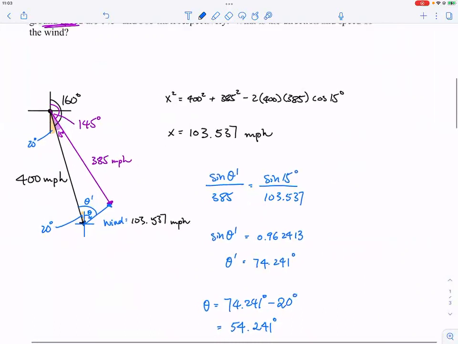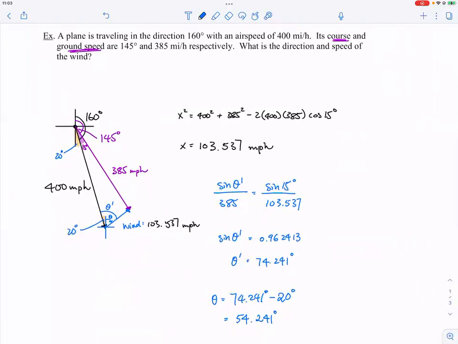Questions about this question? All two questions together. Okay.